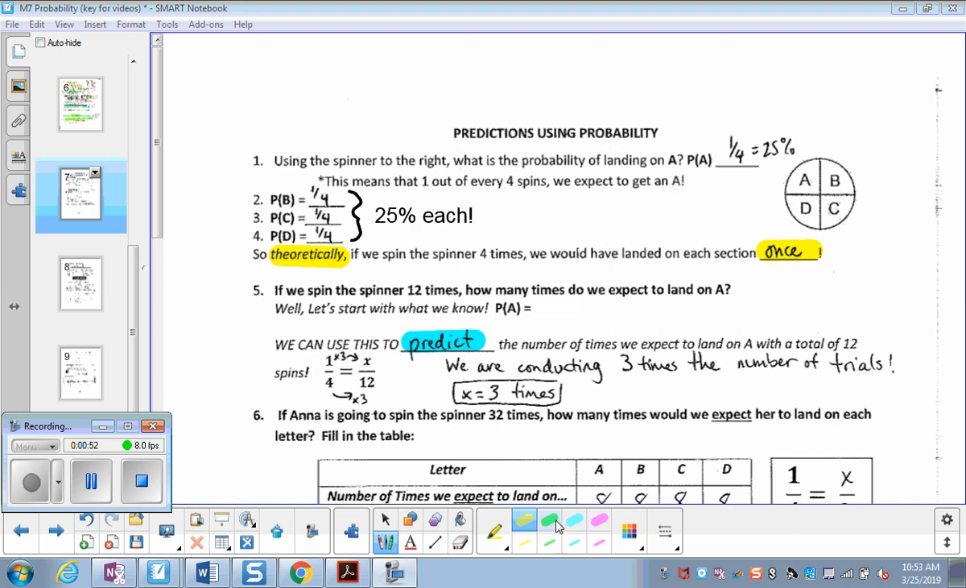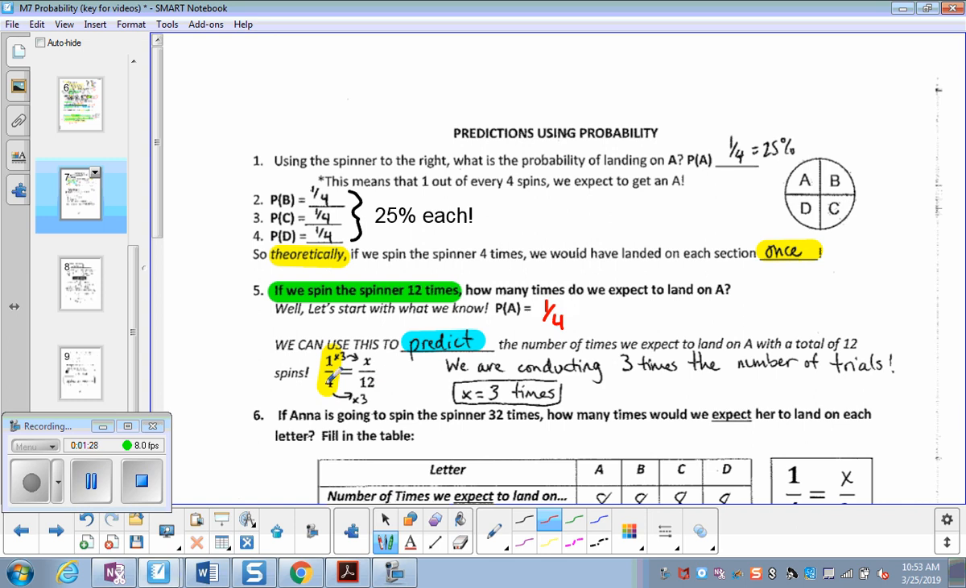So now for question 5, what it's saying is, if we spin the spinner 12 times, how many times do we expect to land on A? Now, once again, we haven't started any trials. We haven't conducted any trials. We have no results. So we're still going with theoretical probability. And therefore, we're going to be using our theoretical probability to make our prediction. We want to know the theoretical probability of landing on A, and we already figured that out is 1/4.